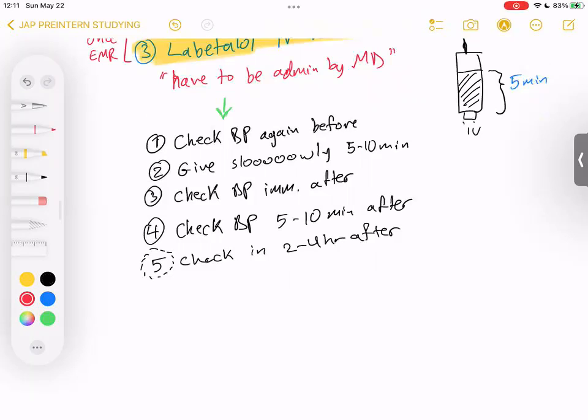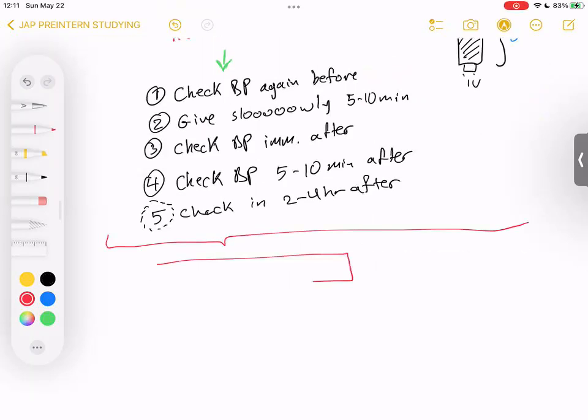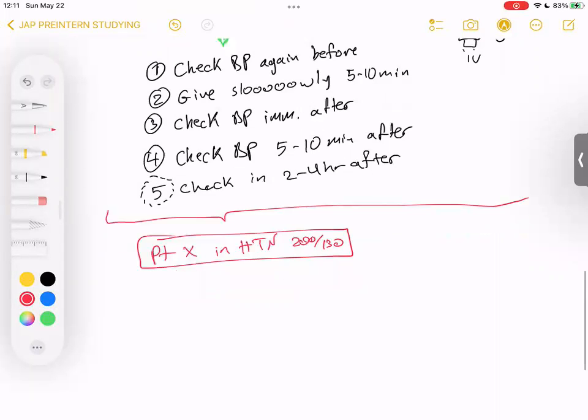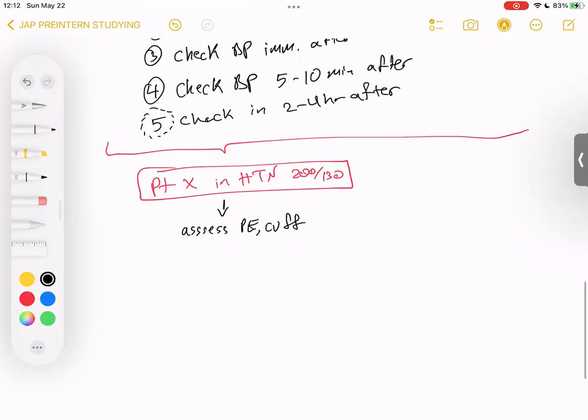So now, let's say you did all that. Then after like an hour, you get another page. Patient X is hypertensive, blood pressure 200 over 130. Same patient. You've already given labetalol and something, and now the blood pressure again is like 200 over 130. Okay, what are you gonna do? You're gonna go assess, do your physical exam, and do the cuff checks. You're gonna recheck. You're gonna do all the things that we did initially.